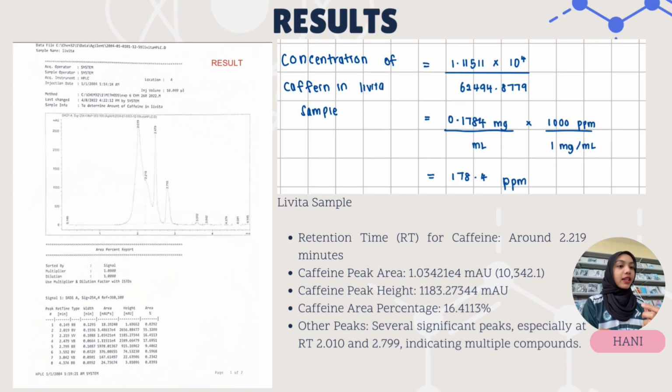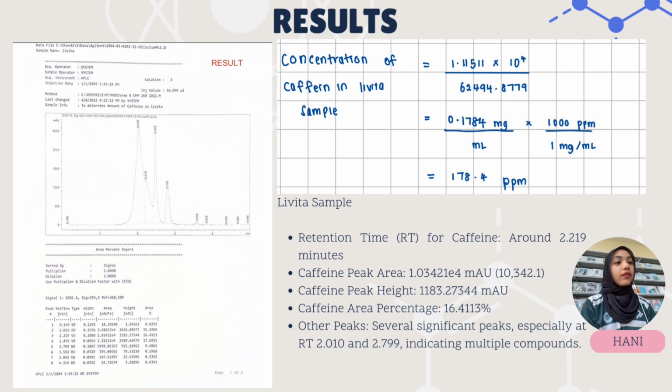Next are the Levita sample results. The retention time for caffeine is 2.219 minutes. For the peak area, 10342.1, and the peak height is 1183.27344, and the caffeine area percentage is 16.41%. The other strong peaks at 2.010 min and 2.799 min suggest multiple compounds.